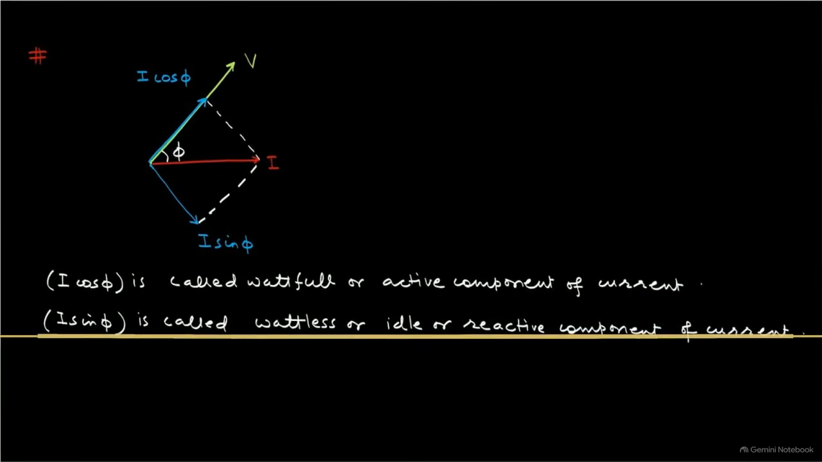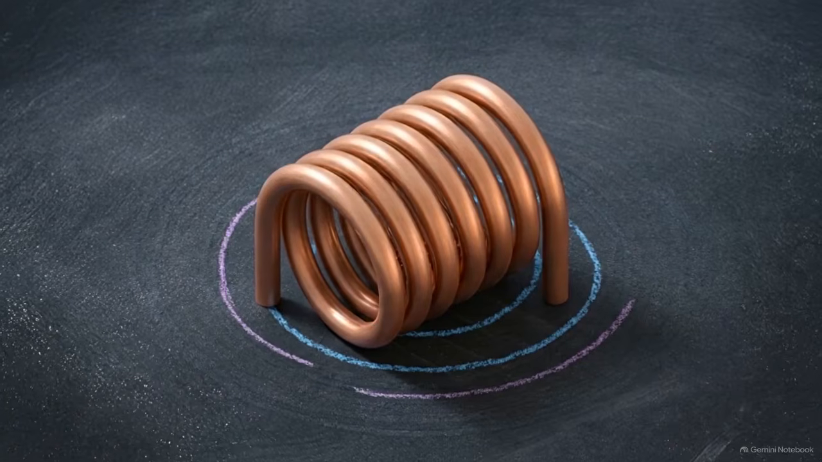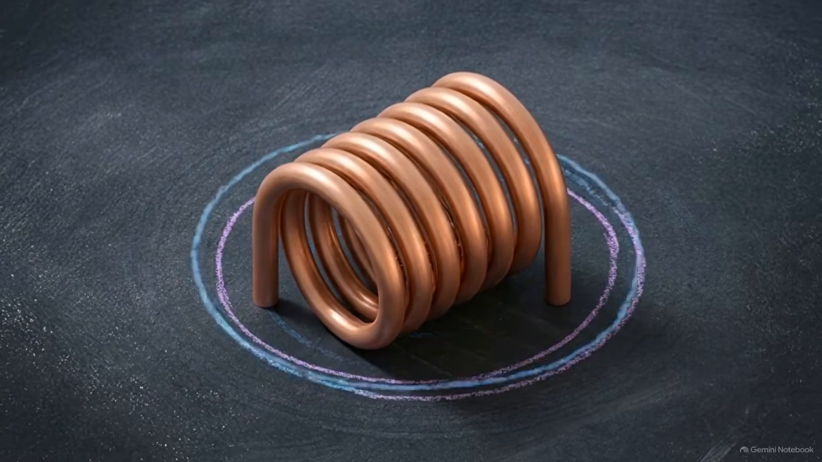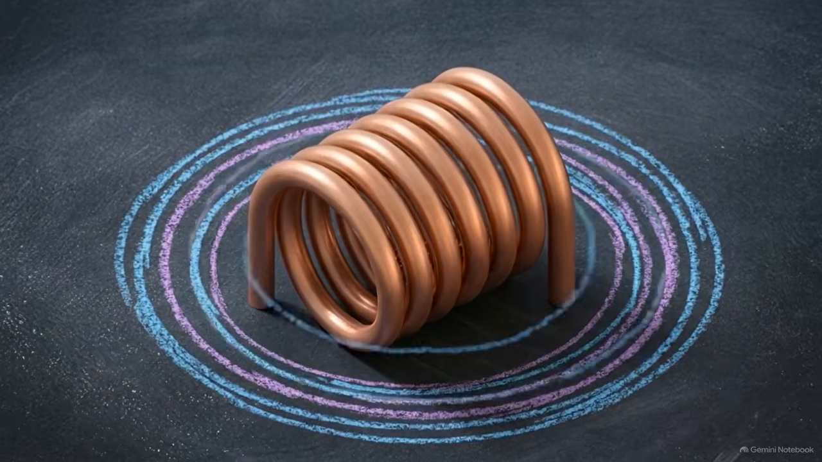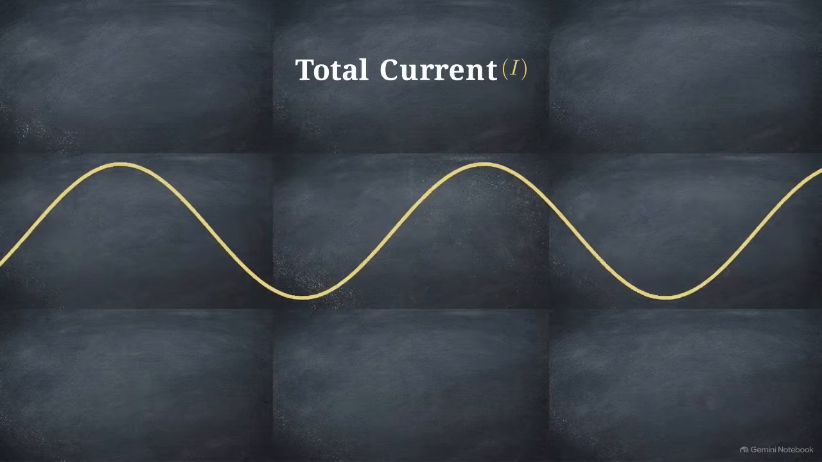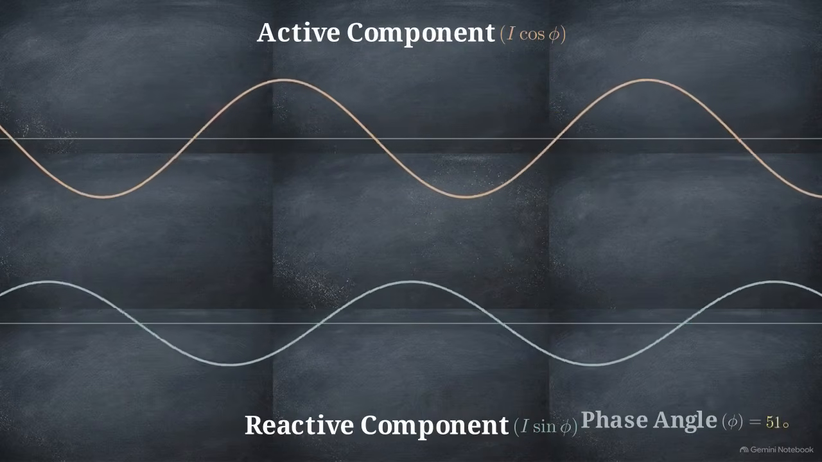The orthogonal projection gives I sine phi, the wattless, idle component. Being 90 degrees out of phase, it does zero net work, merely shuttling energy back and forth into magnetic fields without yielding net power dissipation. Alternating current is a superposition of working and idle current, strictly dictated by the phase angle.